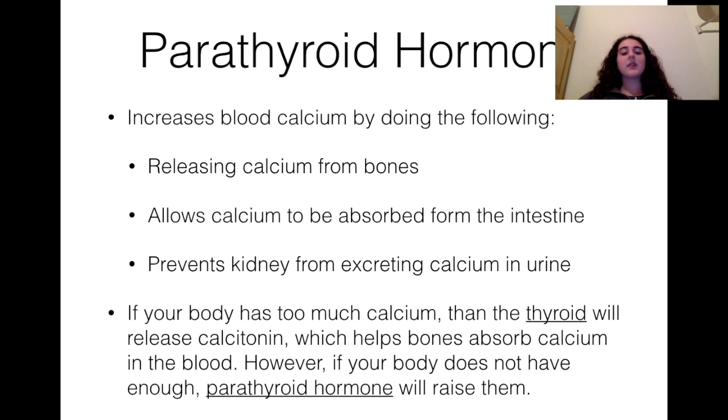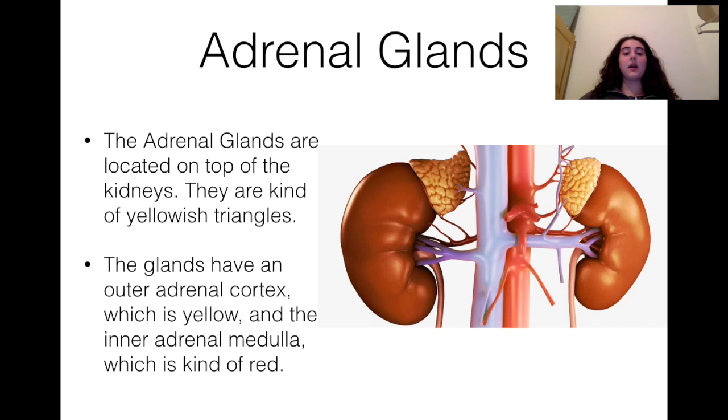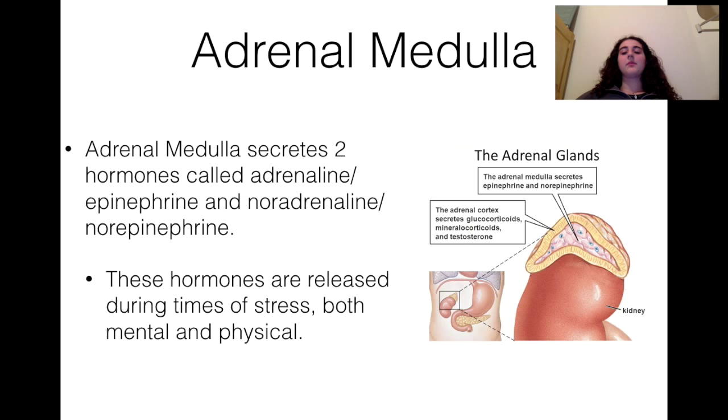However, if your body does not have enough calcium, parathyroid hormone will raise the calcium levels. The adrenal glands are located on top of the kidneys. They kind of look like hats, like triangle birthday hats or something. They're kind of yellowish triangles. The glands have an outer adrenal cortex, which is yellow, and the inner adrenal medulla, which is kind of red. So you can see it's sliced in half, showing the inner medulla.